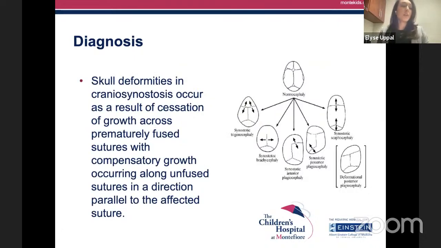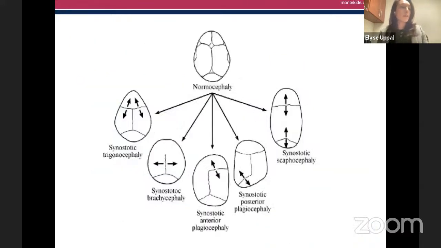So as we know, craniosynostosis is the premature fusion of one or more of these sutures. And in light of Virchow's law, skull deformities in craniosynostosis occur as a result of cessation of growth across prematurely fused sutures, with compensatory growth occurring along unfused sutures in a direction parallel to the affected suture. So you can see here how the skull grows when each suture is fused.